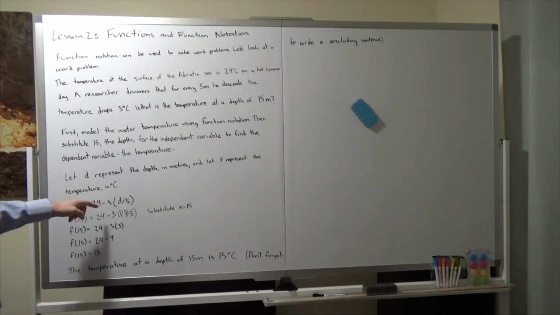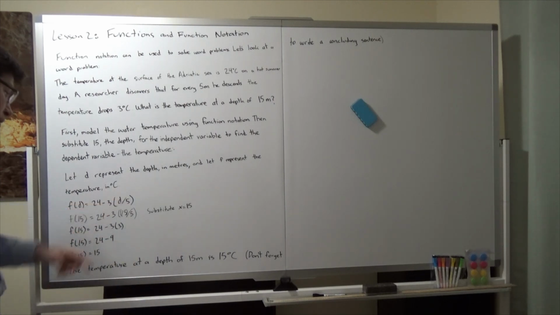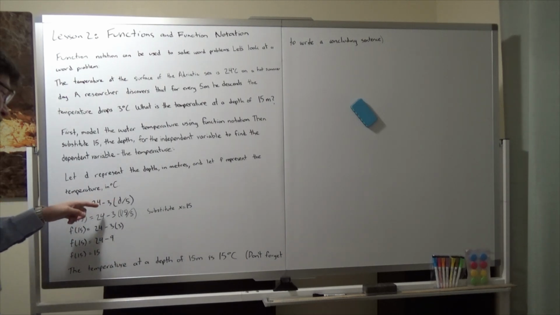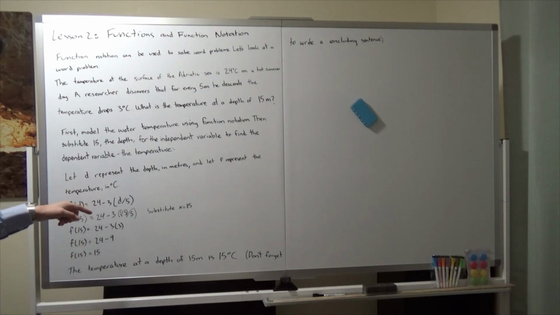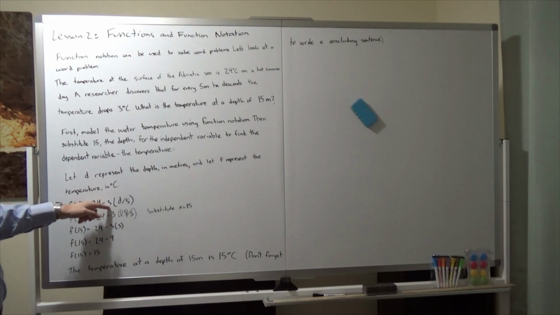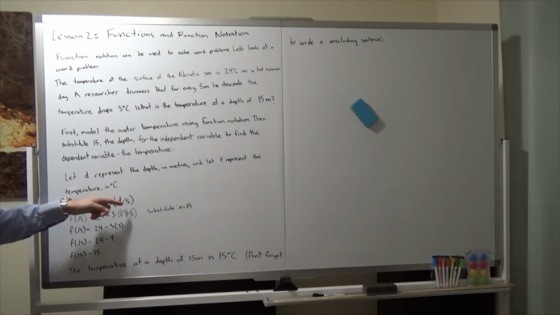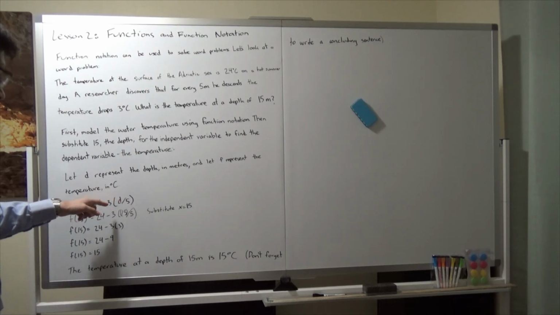F of D equals 24 minus 3 times D divided by 5. 24, because 24 is the initial temperature at the surface. It decreases by 3 degrees for every 5 meters. So we have to divide D by 5 to know how many drops of 3 degrees we have to reduce from 24.